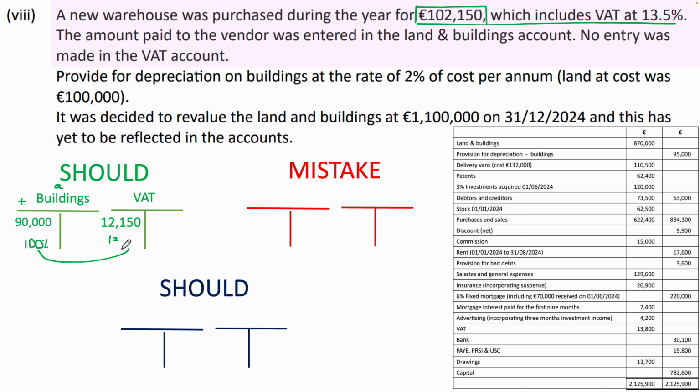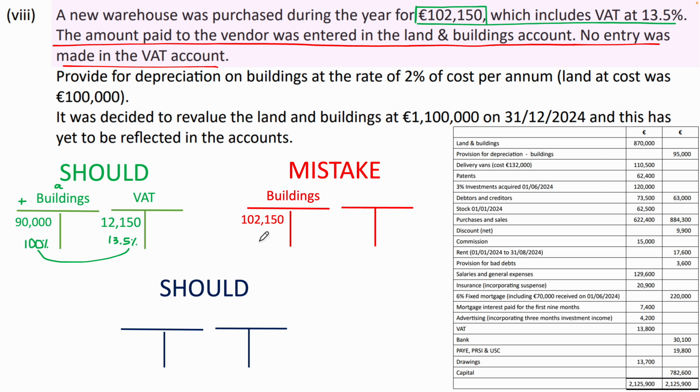Now, it doesn't say anything about the bank account being treated incorrectly, so we can assume that the 113.5% was credited from the bank account. So that's what should have happened: the buildings debited 90,000, the VAT debited 12,150. But that is not what happened. What happened by mistake is that the amount paid to the vendor, who is the person that sold it, was entered in the land and buildings account, and that no entry was made in the VAT account.